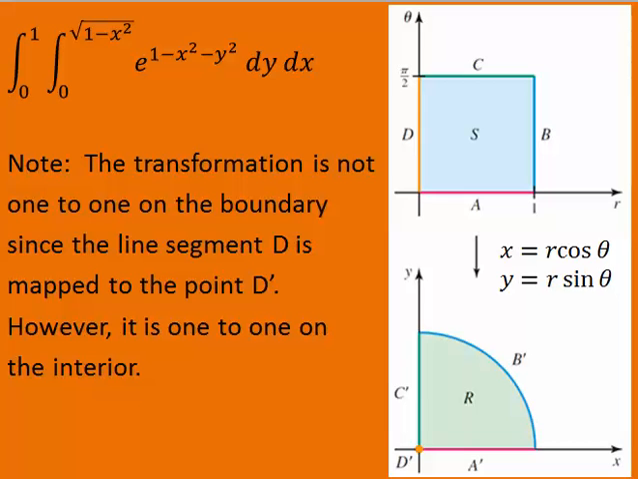Now the transformation is not 1 to 1 on the boundary. Notice that the entire line segment D is mapped to the point D prime. However, the only thing that is required is that it be 1 to 1 on the interior, which it is.